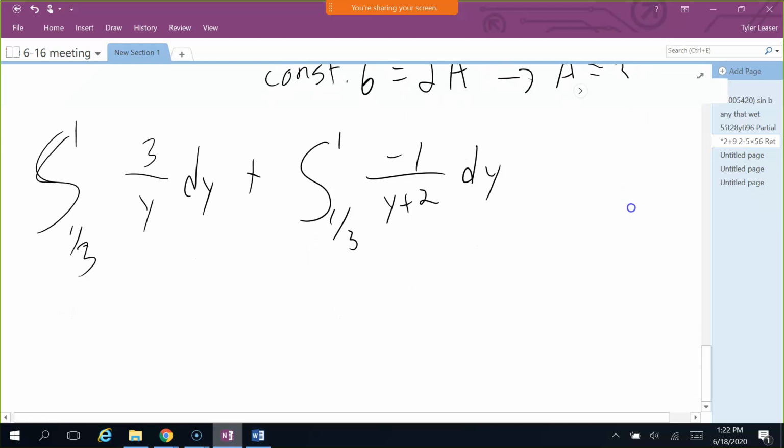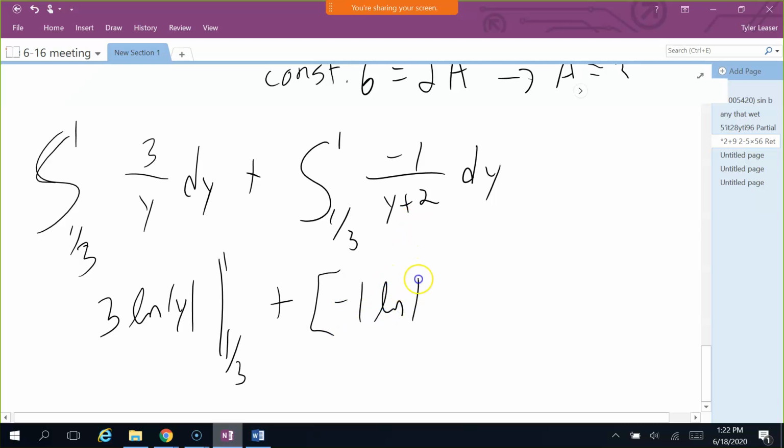All right, so for both of these, I'll do these kind of quick, especially this first one. We would take the 3 out, and then we're left with 1 over y dy, which is the natural log of y. And we're going to evaluate that from 1/3 to 1, plus, same thing over here. We're going to take that negative 1 out, and then it's going to be the natural log of y plus 2, and then that we're going to evaluate from 1/3 to 1.